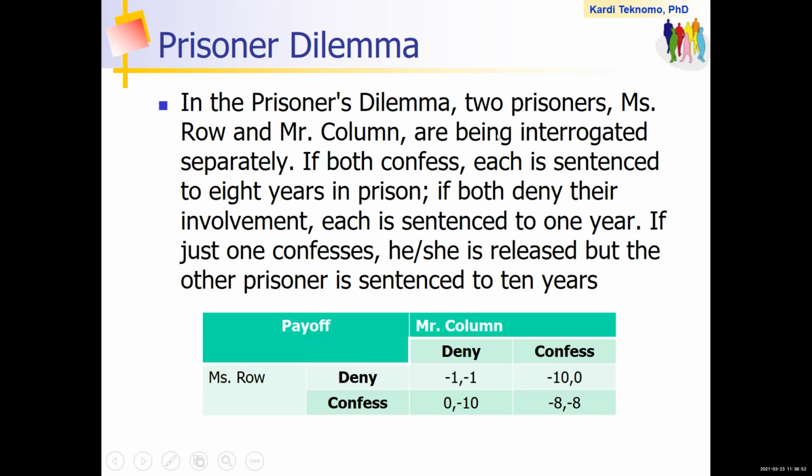So in the prisoner's dilemma, this is another version. Two prisoners, Ms. Row and Mr. Column, are being interrogated separately. If both confess, each is sentenced to 8 years in prison. If both deny their involvement, each is sentenced to 1 year. If just one confesses, he or she is released, but the other prisoner is sentenced to 10 years. Because going into prison is a cost, you get a negative value there.